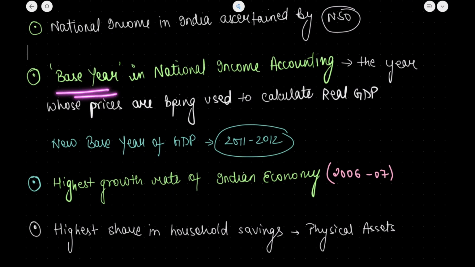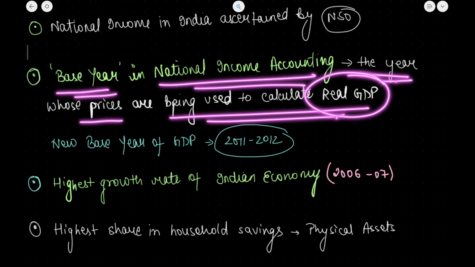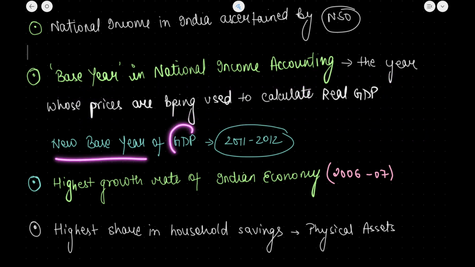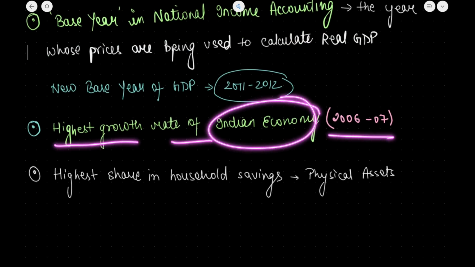What is the base year in national income accounting? So the base year is the year whose prices are being used to calculate the real GDP. Real GDP is that GDP which is adjusted for inflation. Okay. The new base year of the GDP has become 2011-2012. The highest growth rate of the Indian economy was achieved in the year 2006-2007.